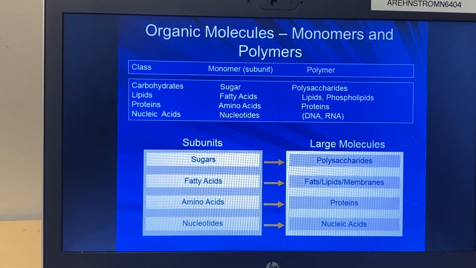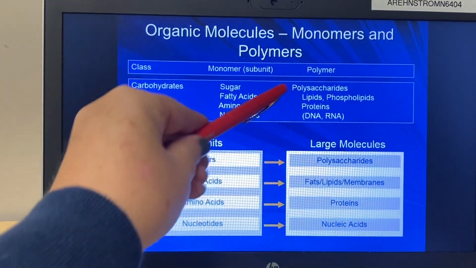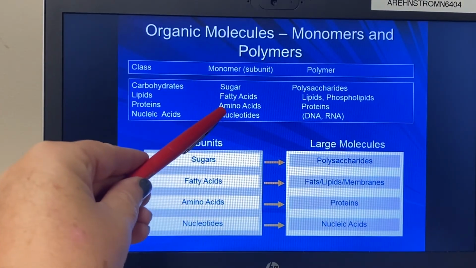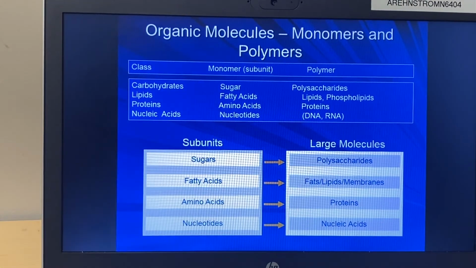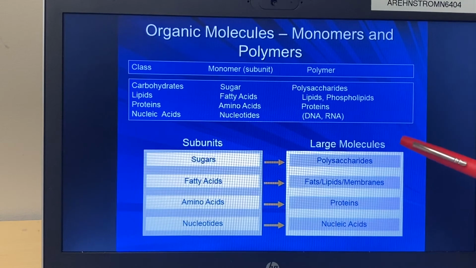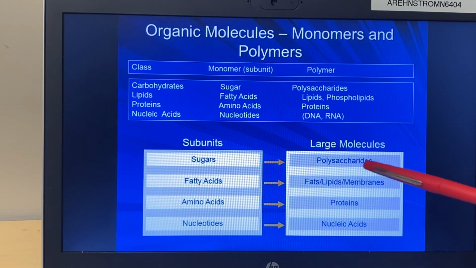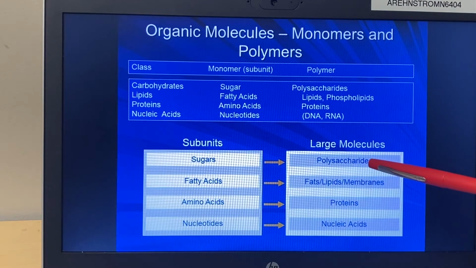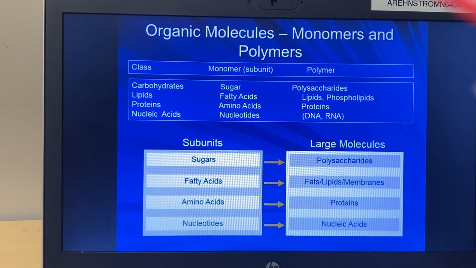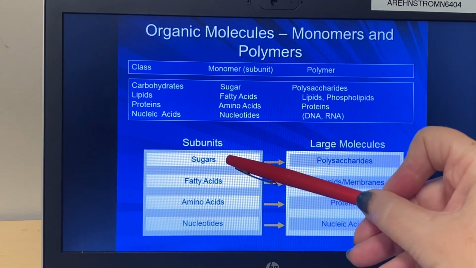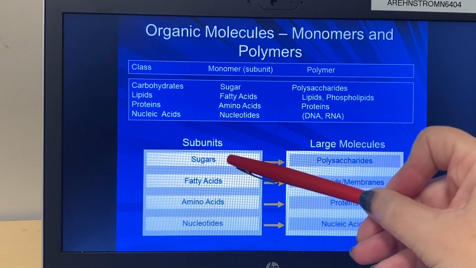So if we look at the four classes, I want you to know the larger classes, the polymer, and know what their monomers are. Carbohydrates are also known as polysaccharides. Saccharide is just the fancy word for sugar. So a carbohydrate is a polysaccharide in that it's many sugar molecules hooked together. And the building block, or the monomer, is referred to as sugars. A lot of times we call them simple sugars.